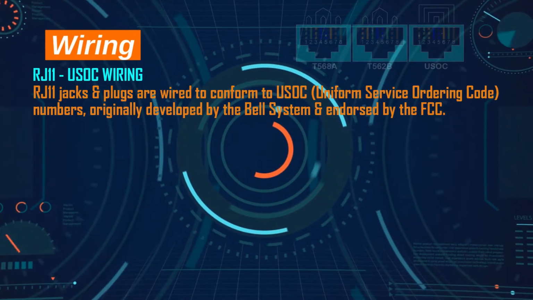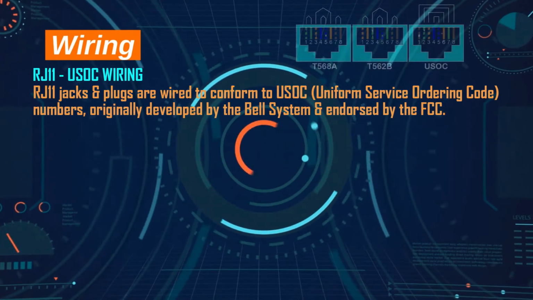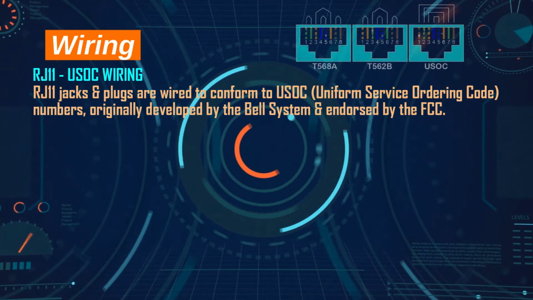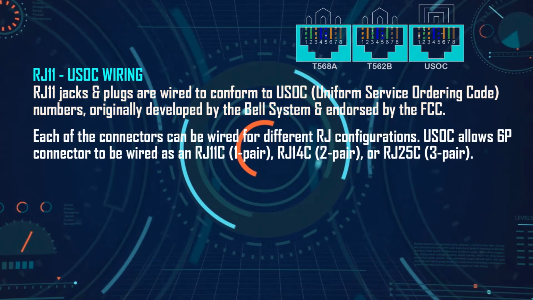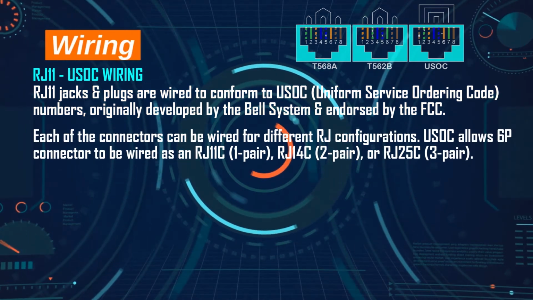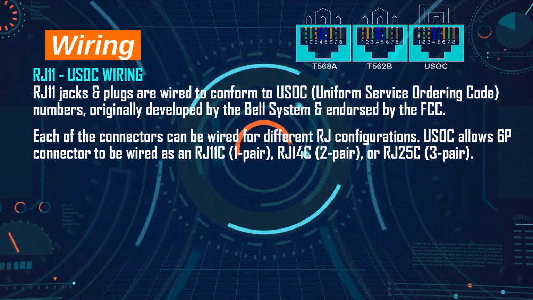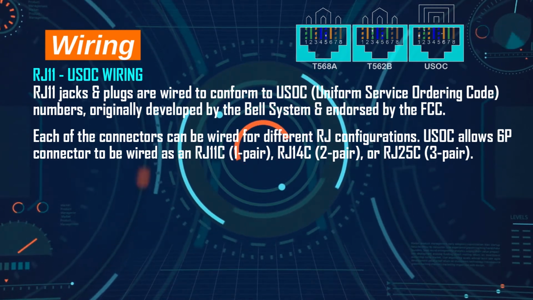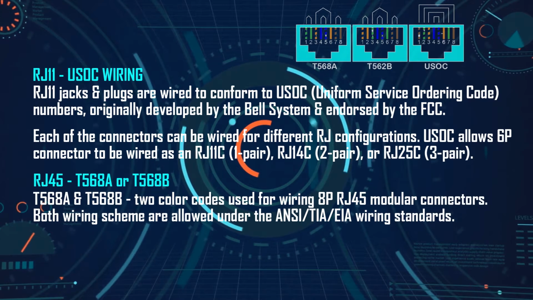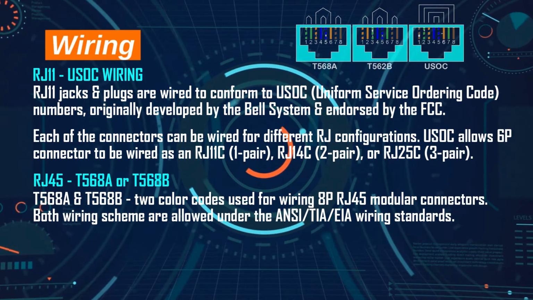RJ11 female jacks and male plugs are wired to conform to USOC numbers originally developed by the Bell system and endorsed by the FCC. Each of the connectors can be wired for different configurations. USOC allows a 6-position connector to be wired as an RJ11C, 1-pair, RJ14C, 2-pair, or RJ25C, 3-pair configuration.